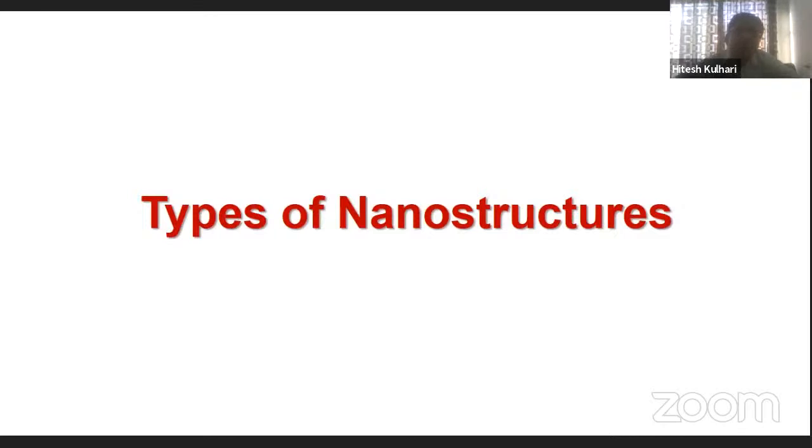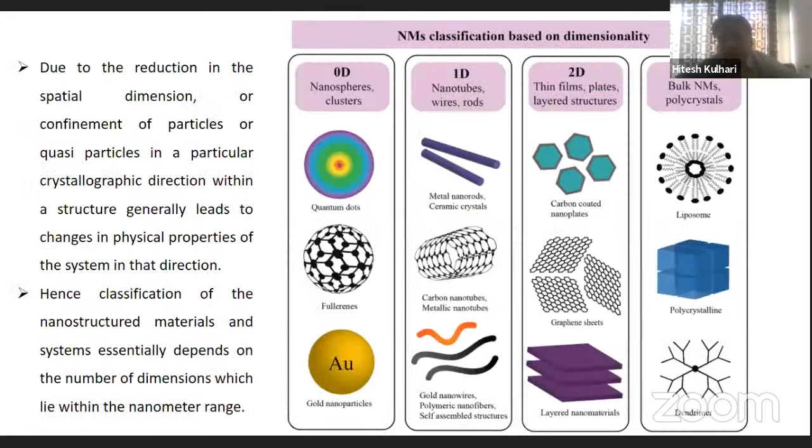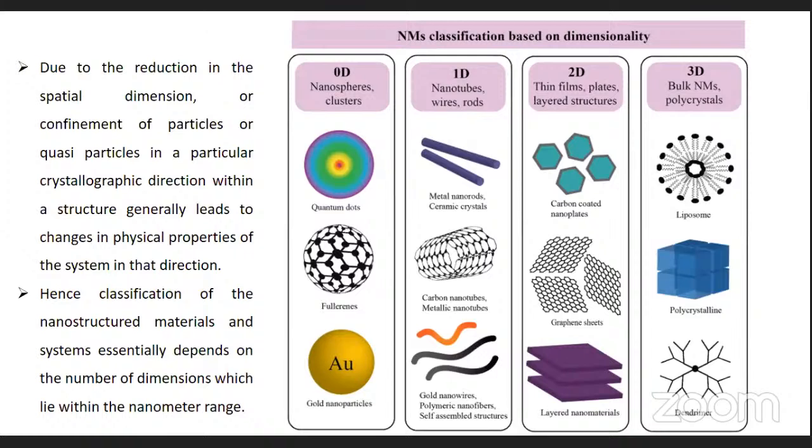Next, what are the various types of nanostructures that we can generate? If you see the types of material, we can classify these nanostructures or nanomaterials on the basis of dimensions. They may be 0D, like quantum dots or fullerene, gold nanoparticles. They are the 0D materials.